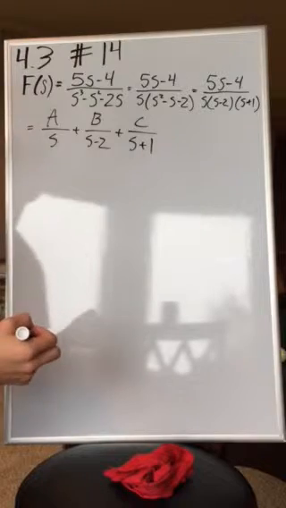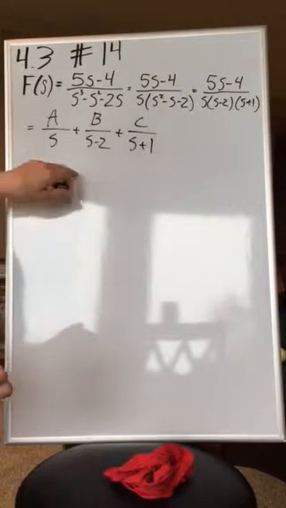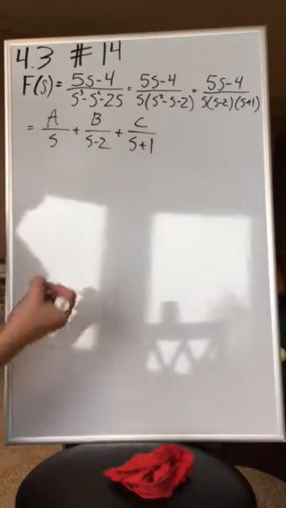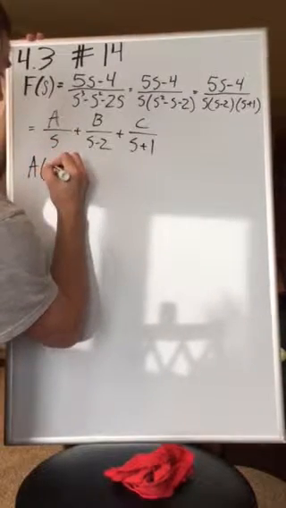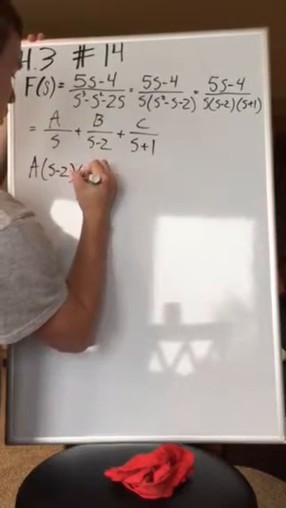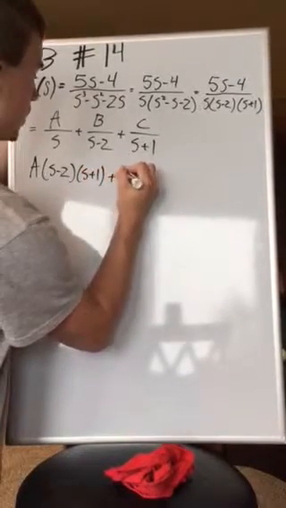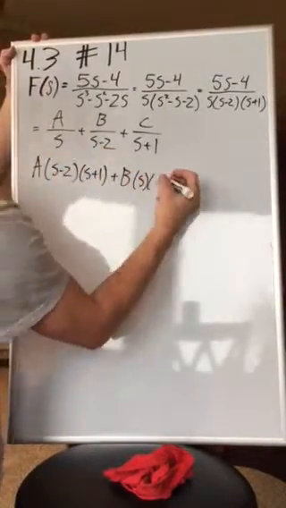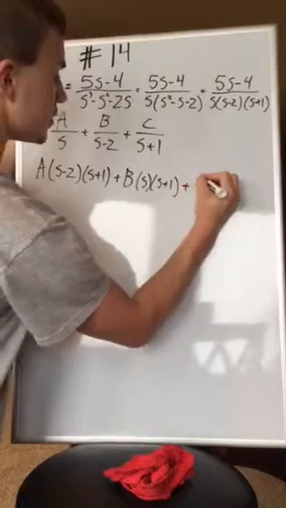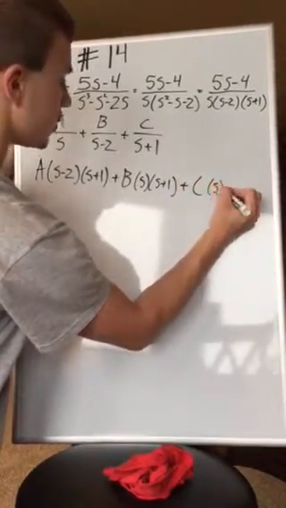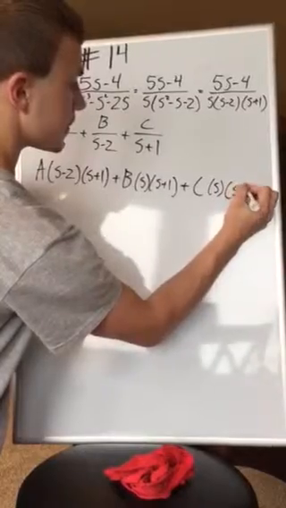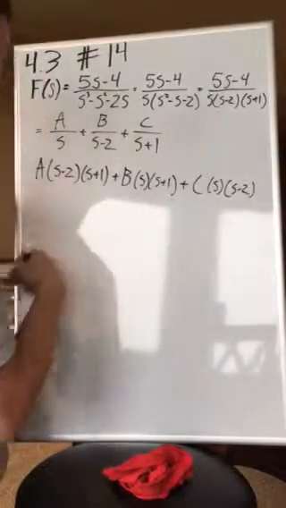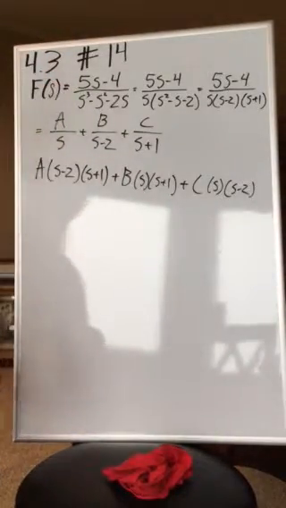Now we're going to multiply. You take A and multiply it by the other denominators. That's how I've just learned it. So we're going to have A times (s minus 2) times (s plus 1), plus B times s times (s plus 1), plus C times s times (s minus 2). This is all going to be equal to 5s minus 4.